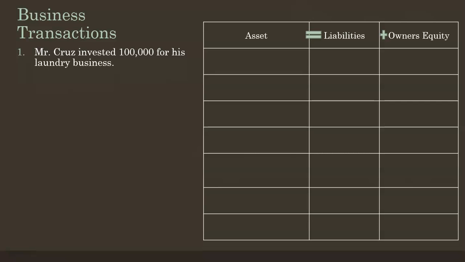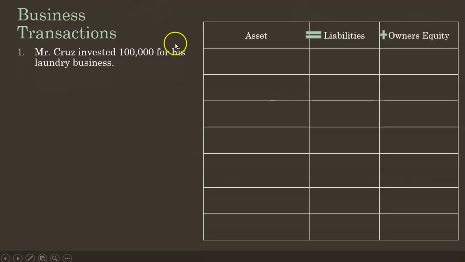Mr. Cruz invested 100,000 for his laundry business. Okay, guys, remember, when the transaction says invested, meaning to say it is capital. Investment, initial deposits, that is capital. It is the usual first transaction in every worksheet that we need to do.